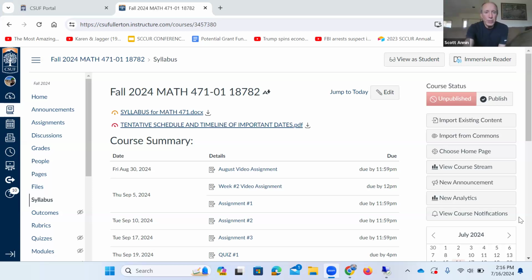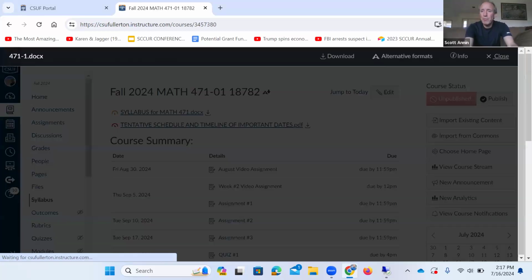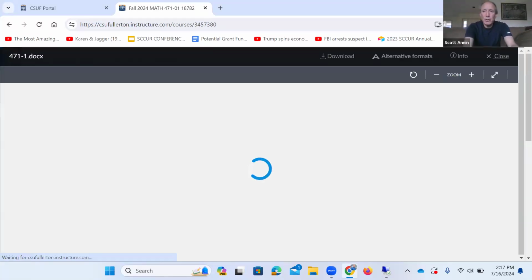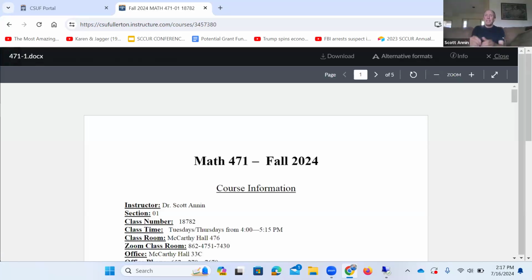On the home page, you can see that we have a schedule and a syllabus, and I'm going to take a look at those with you in just a moment. Then we'll also take a look at some of these tabs over here on the left side to show you where to find some things that are going to be helpful as we go through the course. So let's start by opening up the syllabus here. I'm just going to go through it fairly quickly. You can, of course, read this on your own as well.